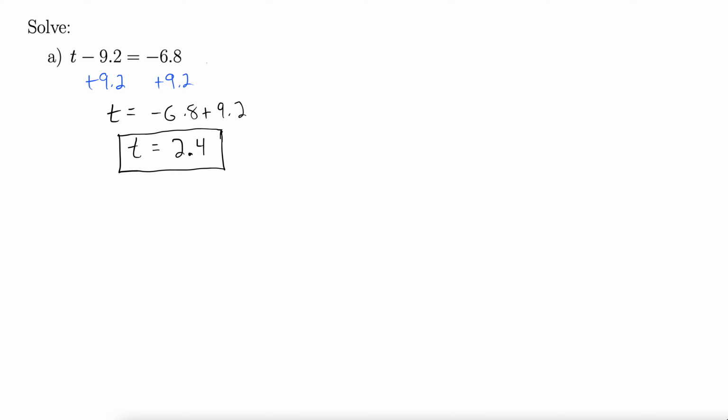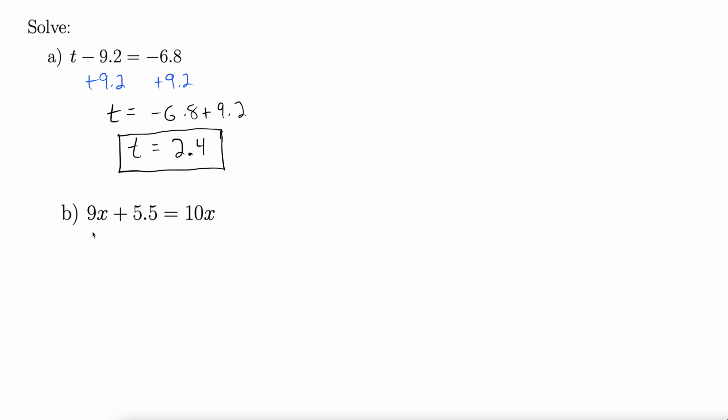Let's try another example here. Now we're solving for x on this one. 9x plus 5.5 equals 10x. You want to get all the variables on the same side and everything without a variable on the other side of the equals.